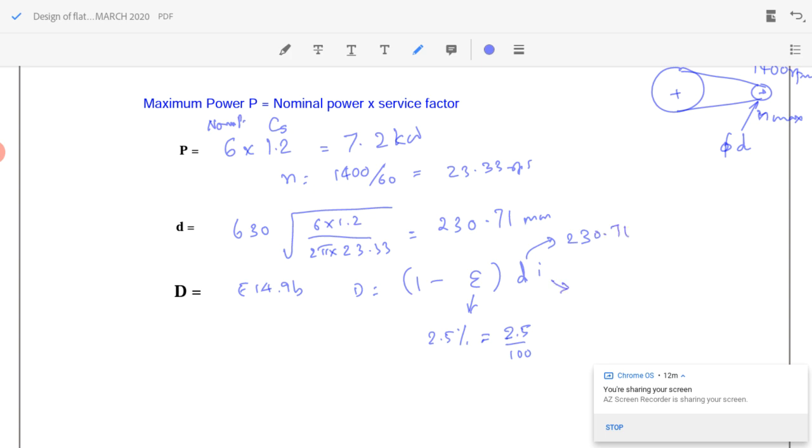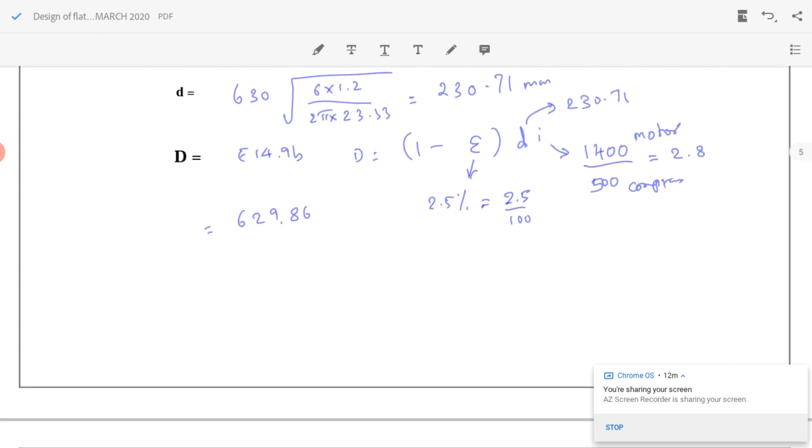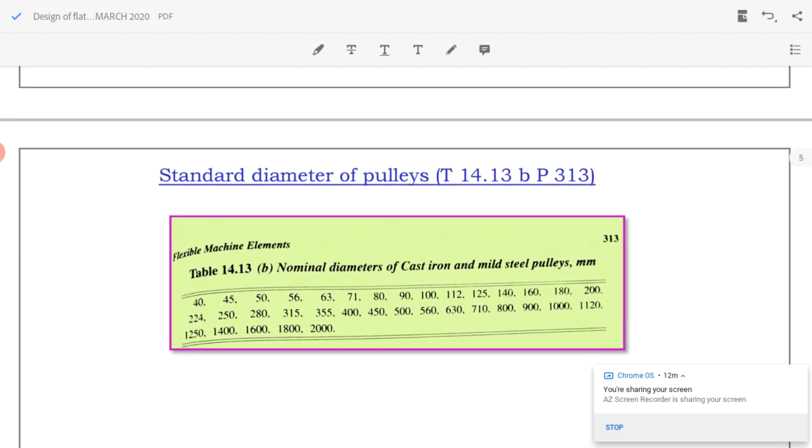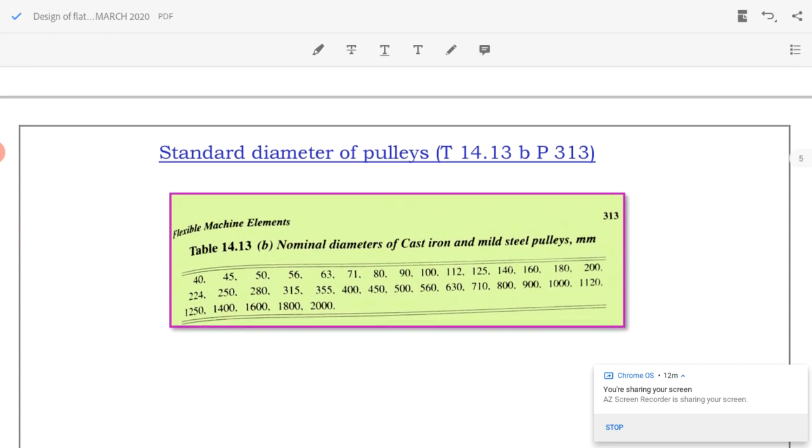i is the transmission ratio. i equal to N2 by N1. i equal to maximum speed 1400, that is the speed of the motor, divided by speed of the compressor, that is 500 rpm. So this value will be equal to 2.8. We will get capital D equal to 629.86. Now we need to standardize these values, for which I have this table from table 14.13, page 313.